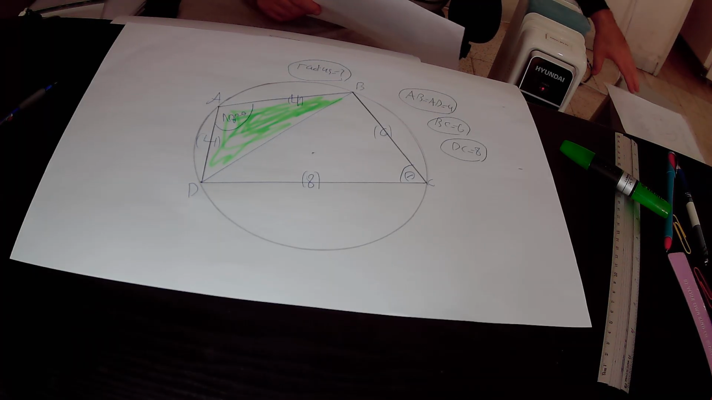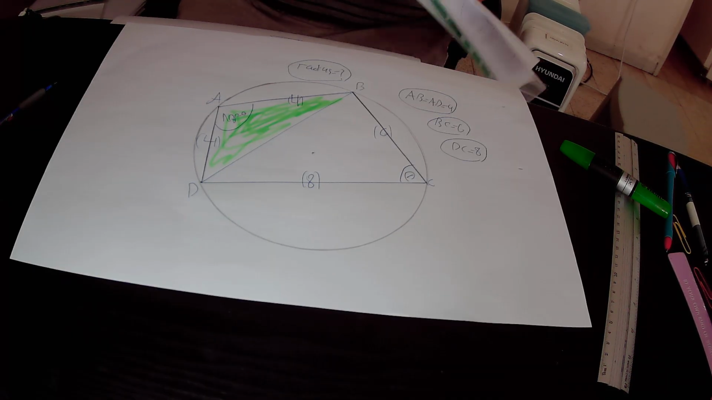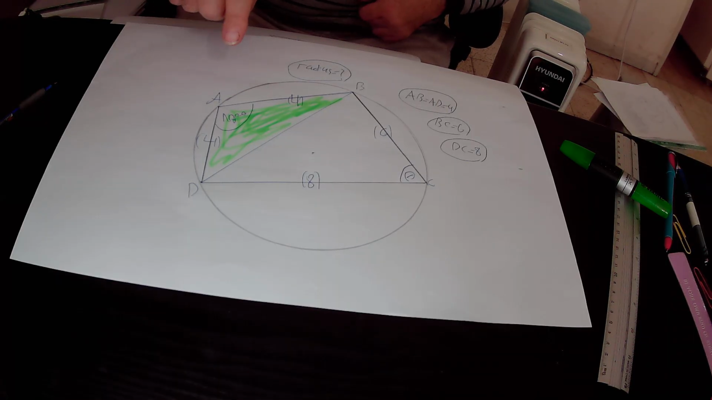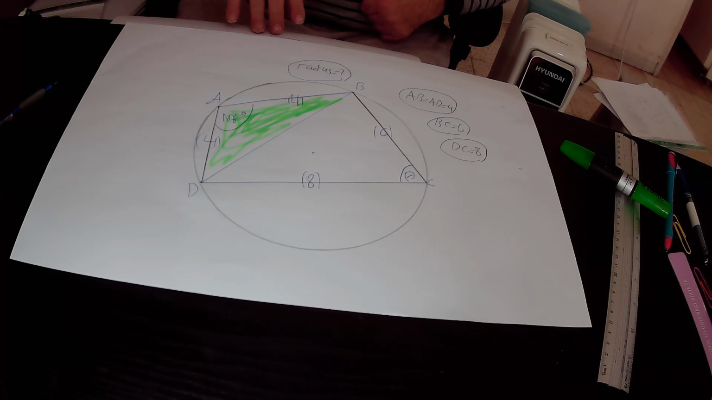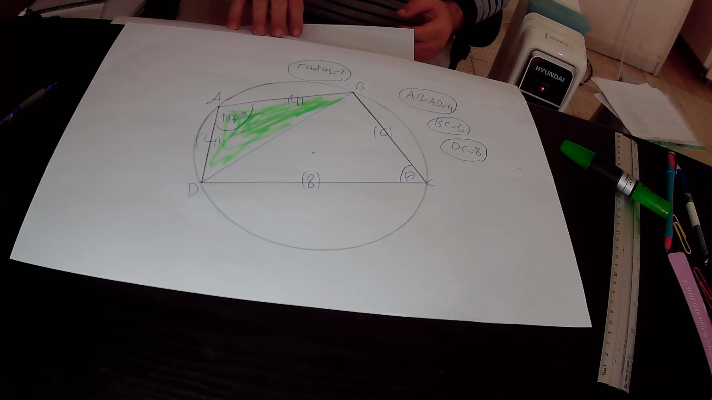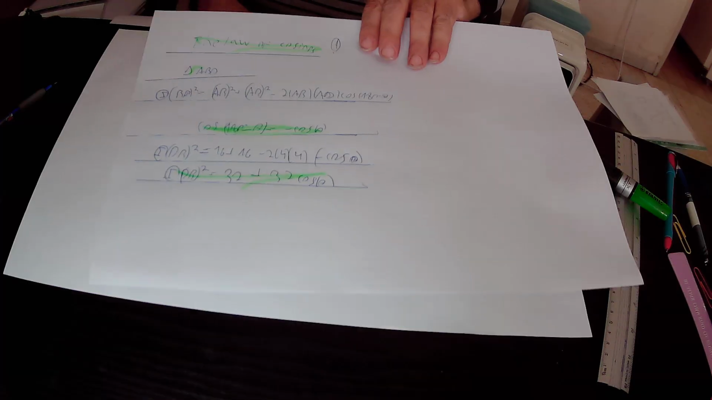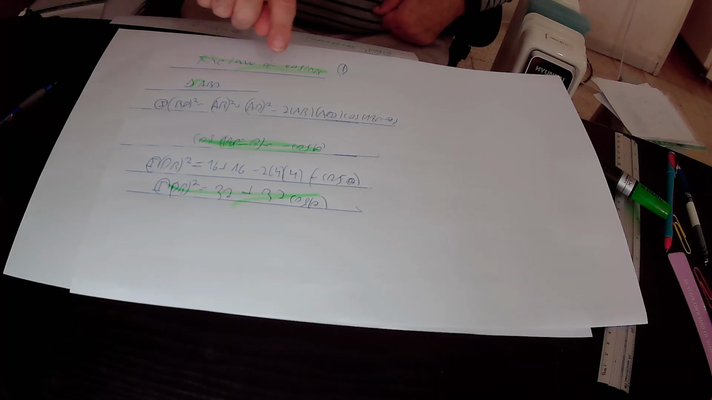BAD. So in this triangle BAD, according to the law of cosines, BD squared equals AB squared plus AD squared minus 2 times AB times AD times cosine of 180 degrees minus theta. And again, according to the law of cosines, in this triangle ABD, the following equation is true: BD squared equals AB squared plus AD squared minus 2 times AB times AD times cosine theta.